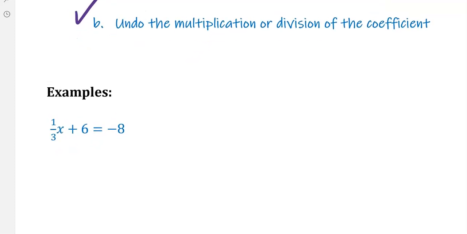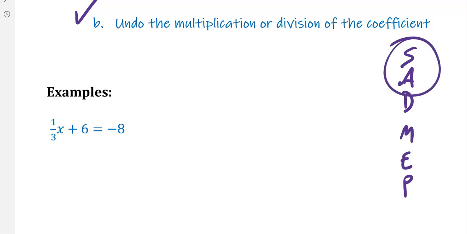1/3 times x plus 6 equals -8. All right, now remember, we are going to use SADMEP. So first of all, is there any distribution? There's no distribution. Okay, so no like terms to combine either. So now we go straight on into undoing any addition or subtraction.